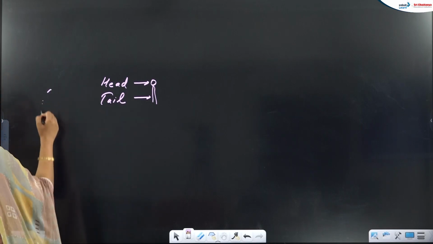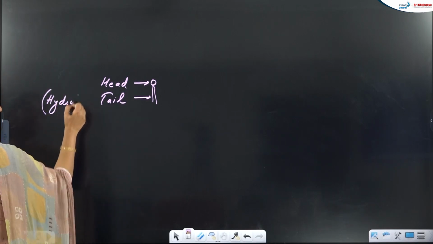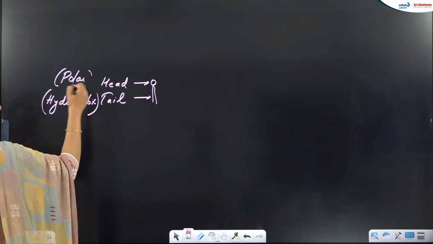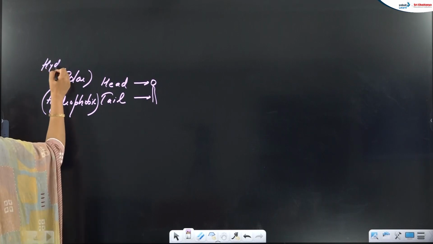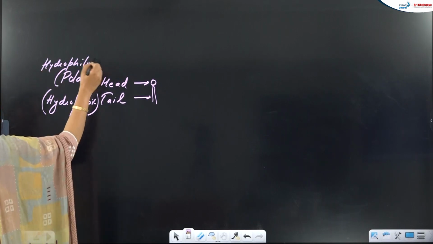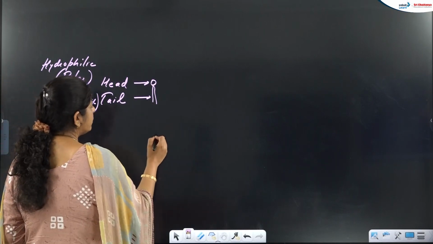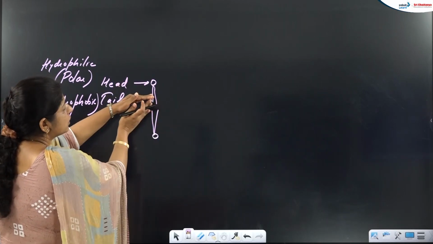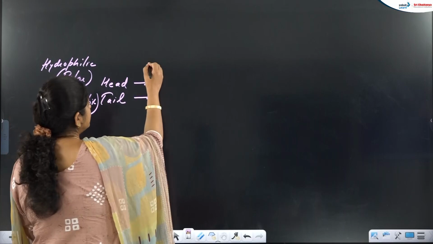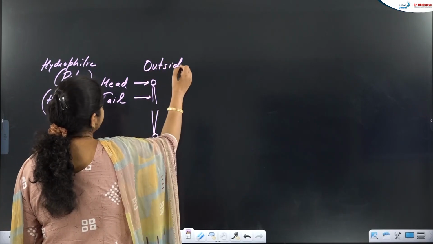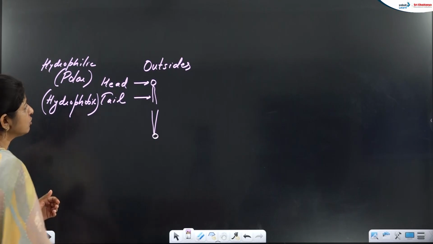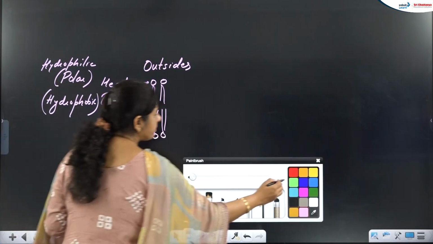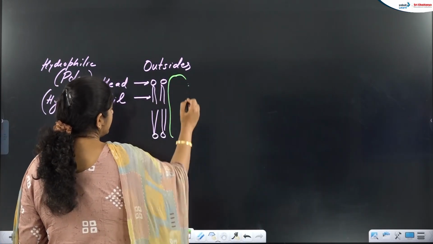Tail will be what thing? It will be hydrophobic, whereas head will be what? Polar, and it will be hydrophilic, right? Now if I take a second molecule opposite to that, being tails are hydrophobic, they will be facing towards each other and heads are towards the outsides of the cell membrane, right? So lipid is forming the bilayer, in which what is going to be embedded? The proteins are going to be embedded.